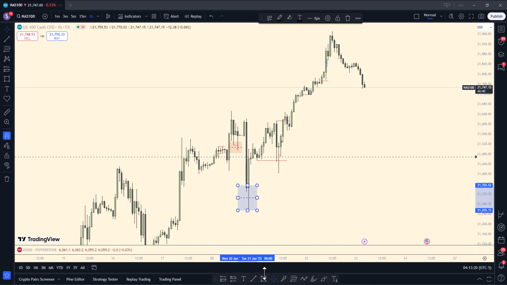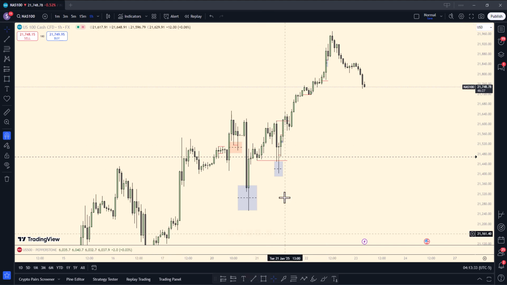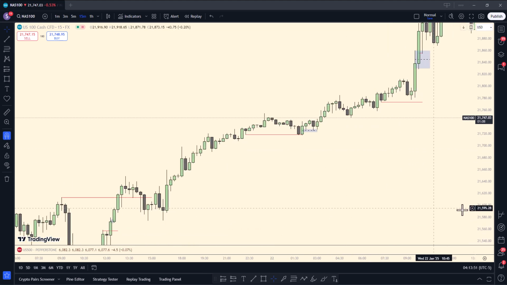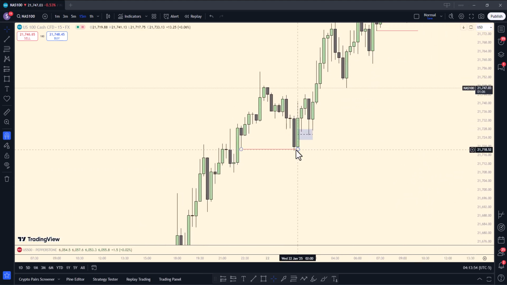Continuation sweep here, another continuation sweep here, and also here, right? You're going to now go to the lower time frames. So this is a very important concept that you need to be aware of and pay attention to. This is your cue to look for longs or shorts based on the current trend. Again, one more time here, you can see it happens every time. This is from Wednesday.